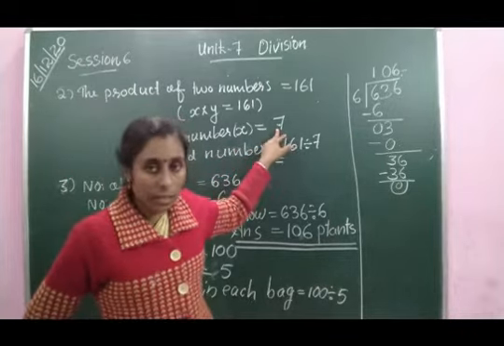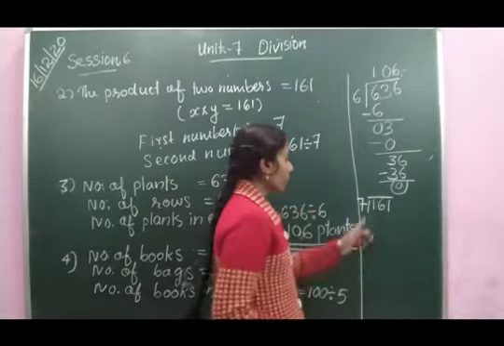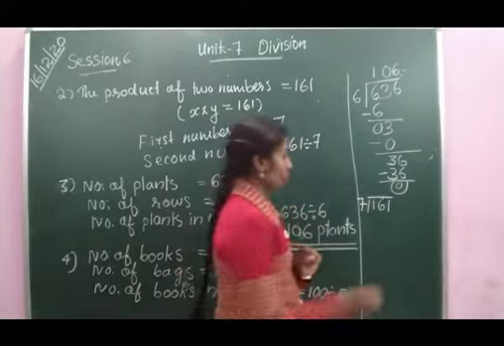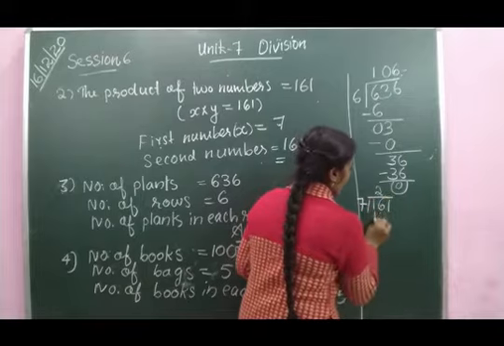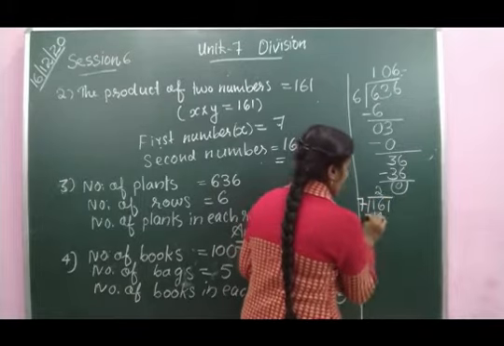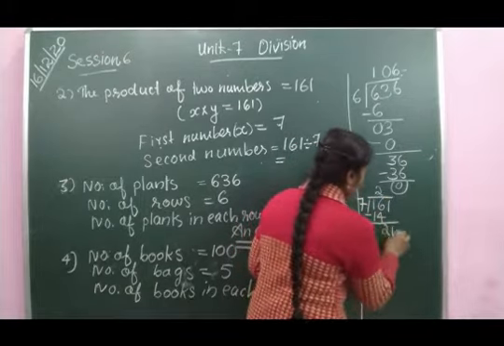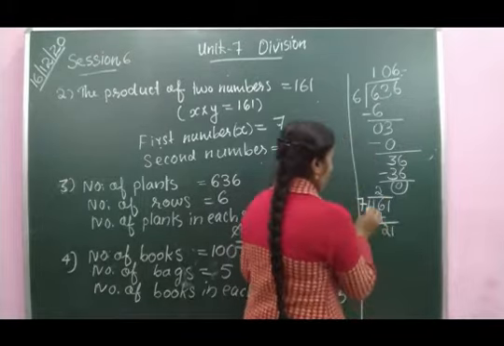161 divided by 7. How many 7s are in 16? 2. 2 sevens are 14. Next step, subtraction. Here 21. How many 7s are in 21? 3. 3 sevens are 21. What is the second number? Second number is 23. What is the answer? 23.